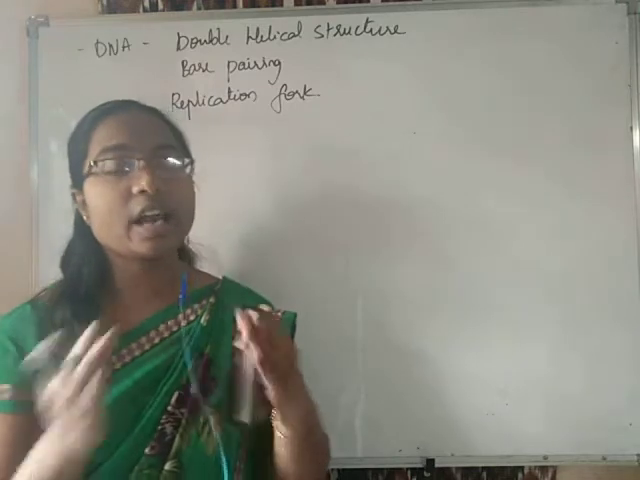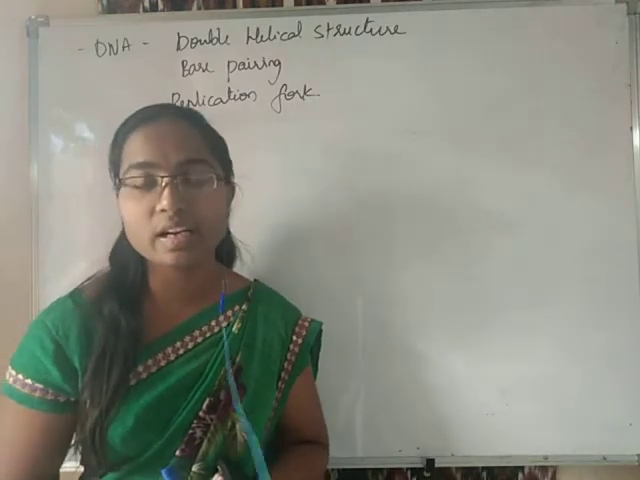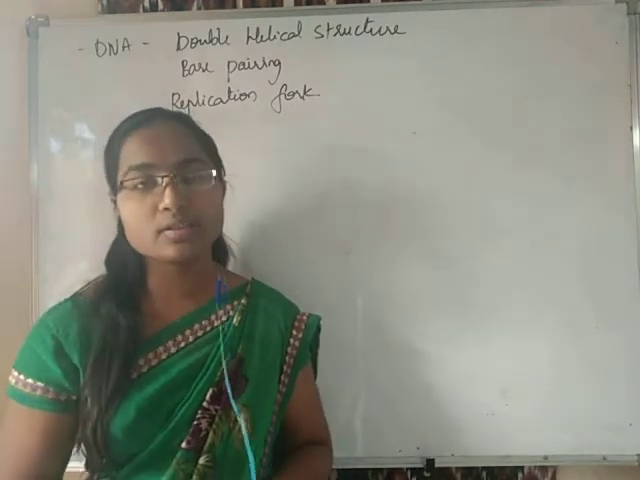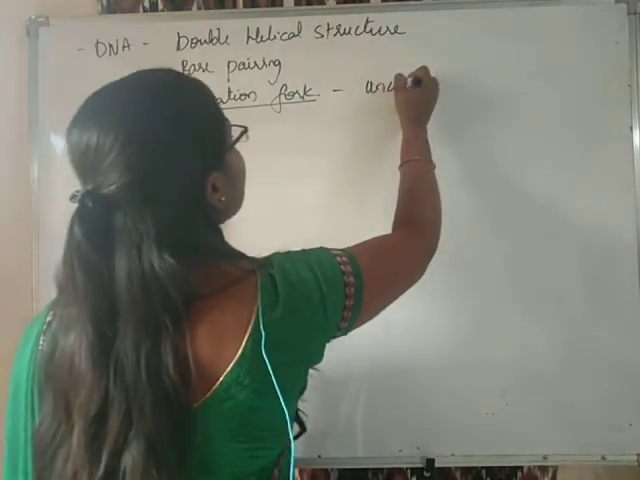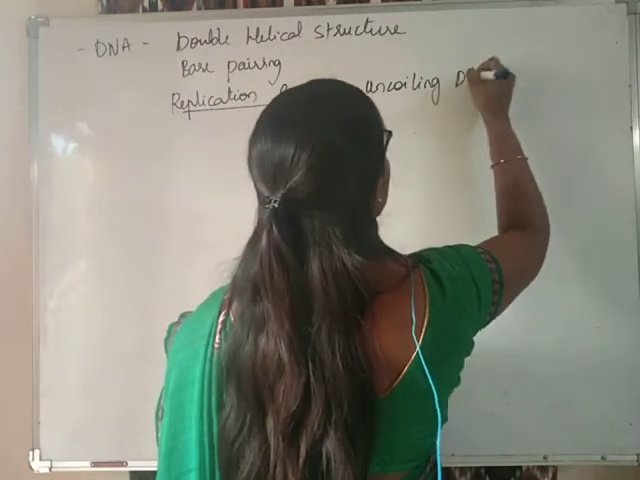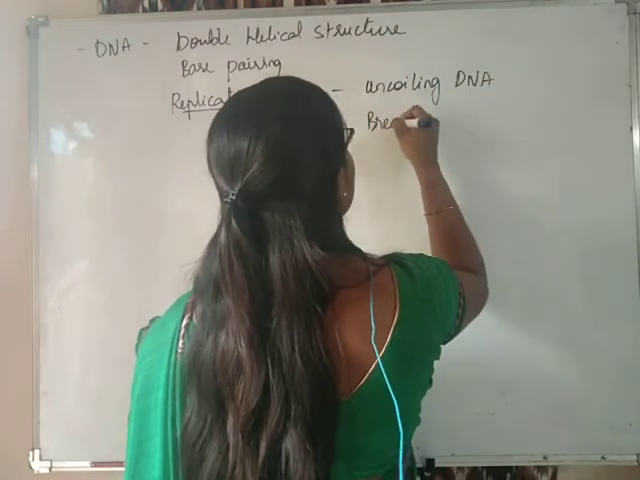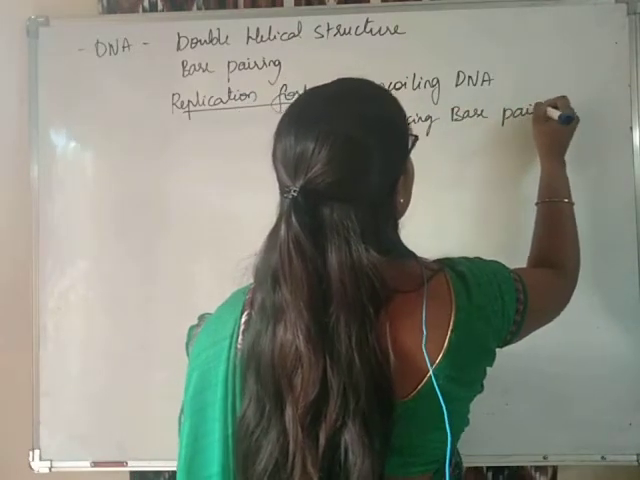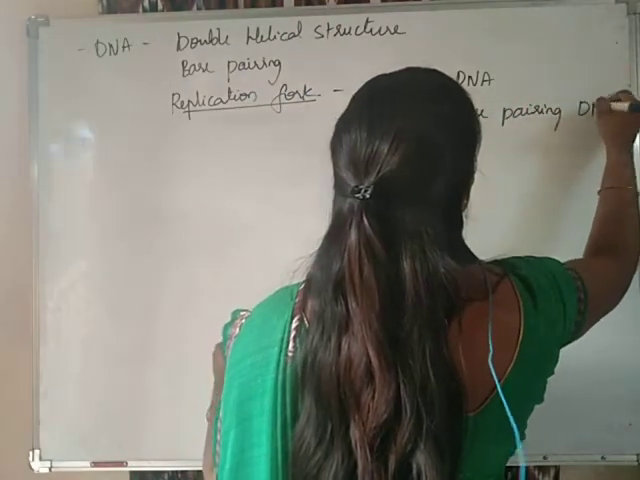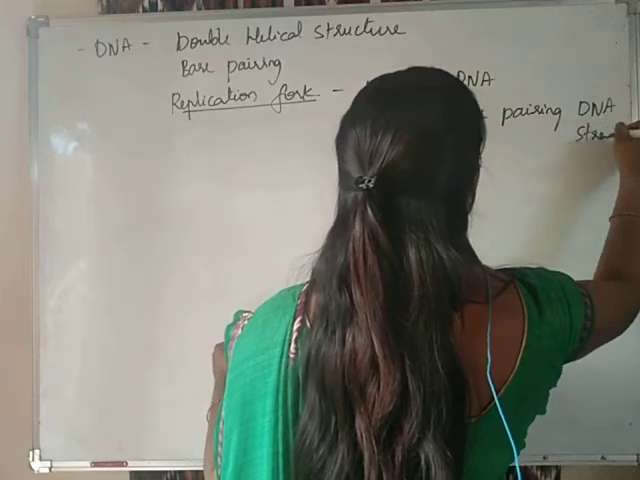Uncoiling of DNA and breaking of the base pairs will occur to separate the two strands. Okay. So the replication fork is formed by uncoiling the DNA and also breaking the base pairing between the DNA strands.